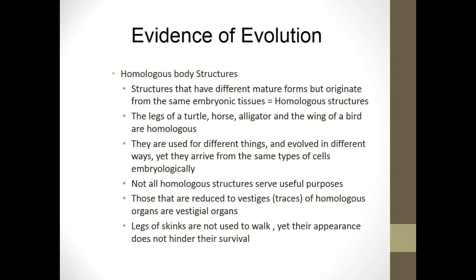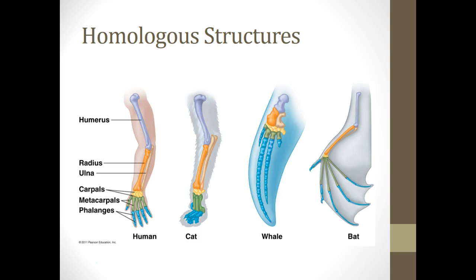Legs of skinks are not used to walk, yet their appearance does not hinder their survival. They are just vestigial. Wings of ostriches are vestigial. They don't use them to fly, but they don't hinder their ability to live, and so they don't get rid of them. Appendix in humans is another example.